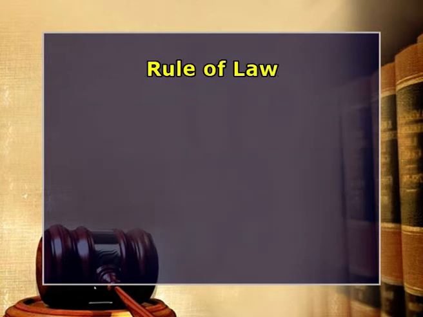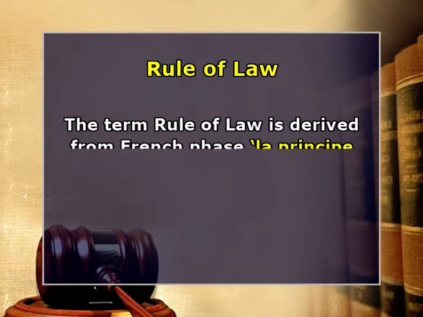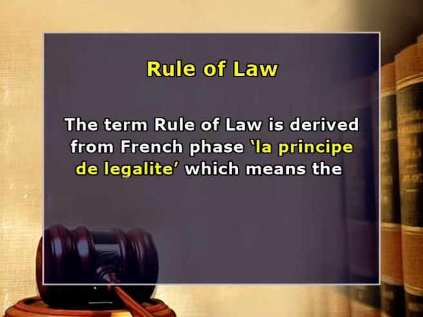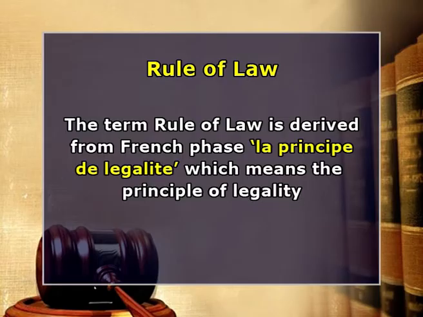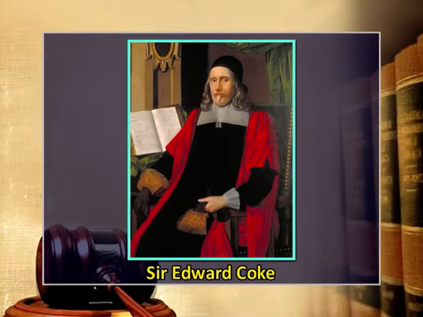Rule of law. The term rule of law is derived from the French phrase la principe de légalité, which means the principle of legality. It refers to a government based on the principle of law and not of man. Edward Coke is said to be the originator of this concept.